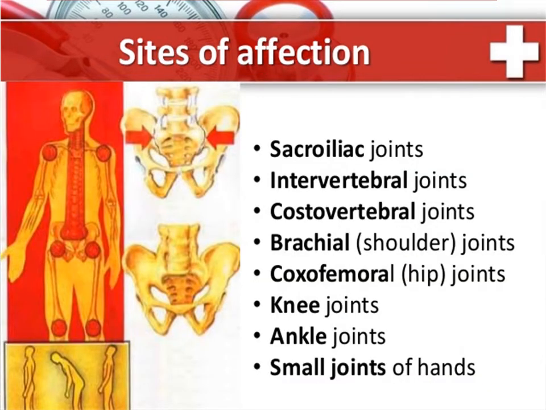The particular areas where ankylosing spondylitis, that is fusion of the bone, takes place are the sacroiliac joints, and then intervertebral joints, and then costovertebral joints. Costovertebral joints are the particular joints which connect to the central spinal cord. Then brachial joints, which are also called shoulder joints, and coxofemoral joints, which we also call hip joints. And then the other joints such as knee, ankle, and small joints in the hands. These are the parts where ankylosing spondylitis can happen.